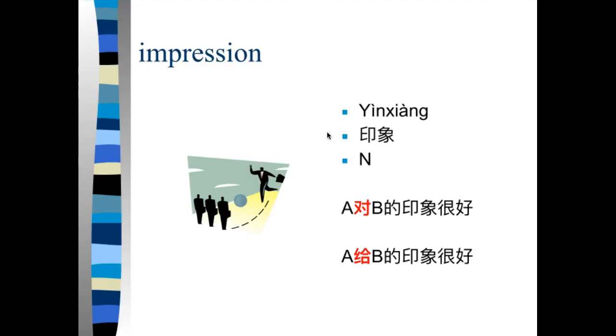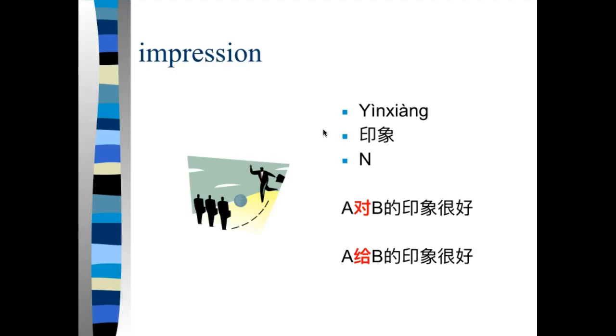Now this refers to a specific kind of impression. It's the impression you get when you say, I have a good impression of this person. This person made a good impression on me. So that kind of impression. Again, this is 印象. And how do we say A has a good impression of B?